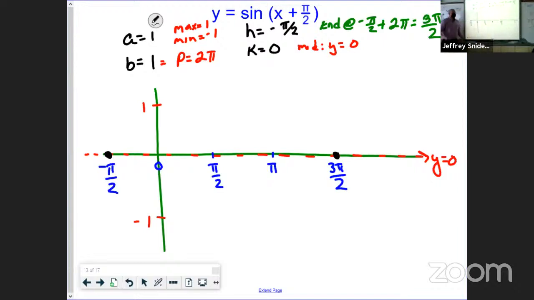And then halfway between those, it's going to do what? Cross over the midline. So where's it going to cross over the midline again? What's halfway between these? Pi over 2. Okay. What's going to happen here? It's going to be at a maximum. What's going to happen at pi? It's going to be at a minimum. There it is.